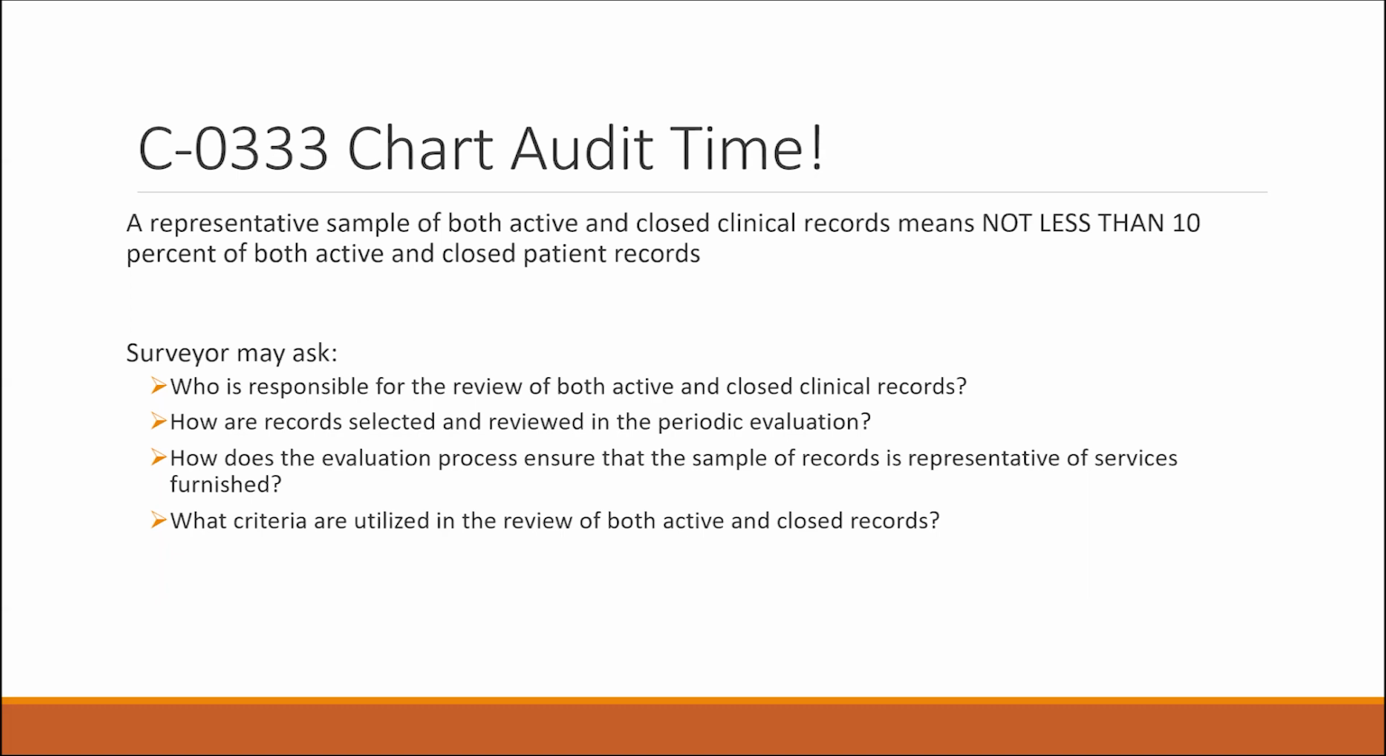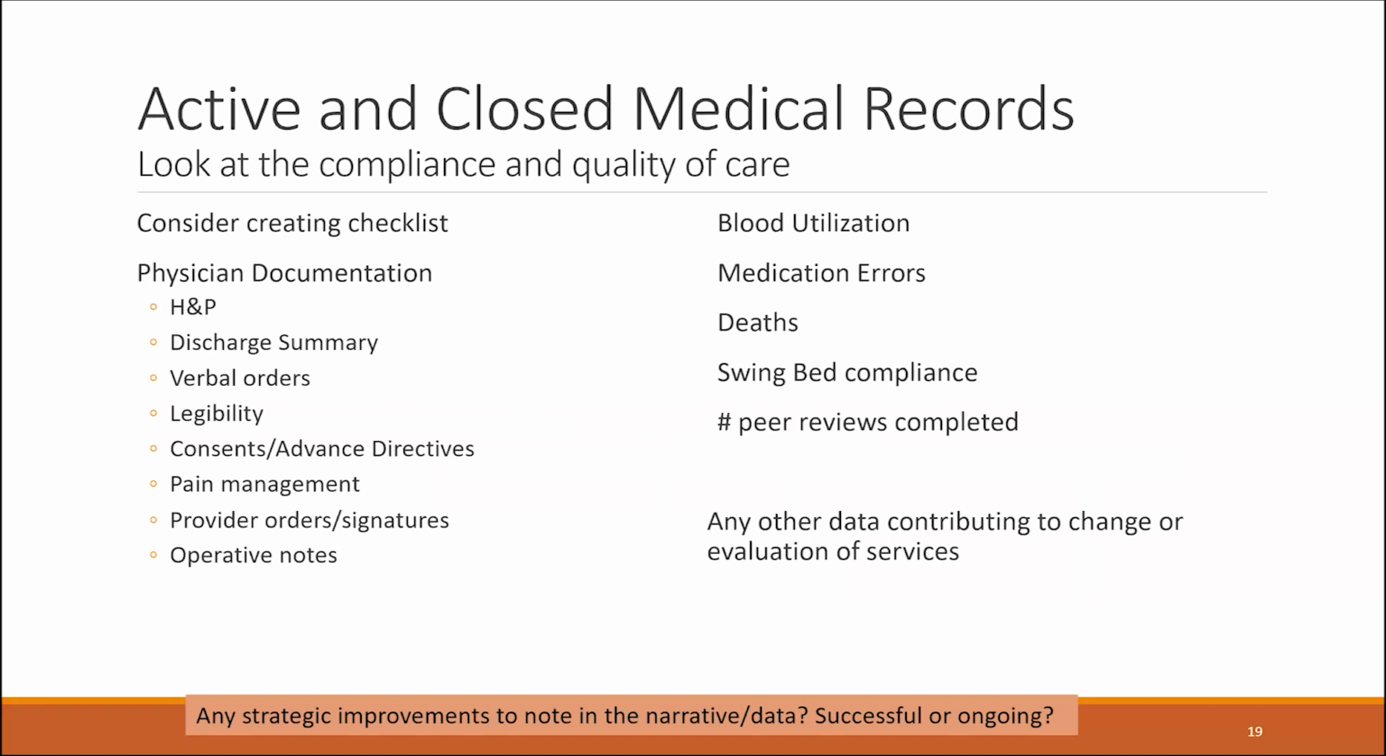So if we do a lot of pneumonia, COPD, CHFers, not a lot of knees and hips or anything like that, then are we getting that representative sample? And then what criteria are utilized in that record review? How do we do that record review? And again, looking at this is what we do when we do our record reviews. Consider creating that checklist of what we want to include.